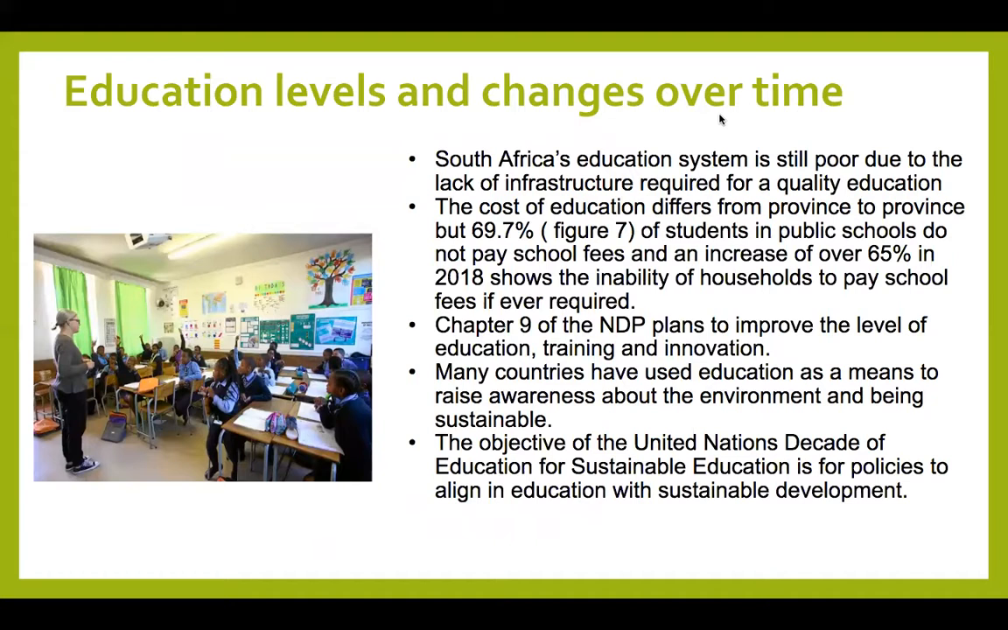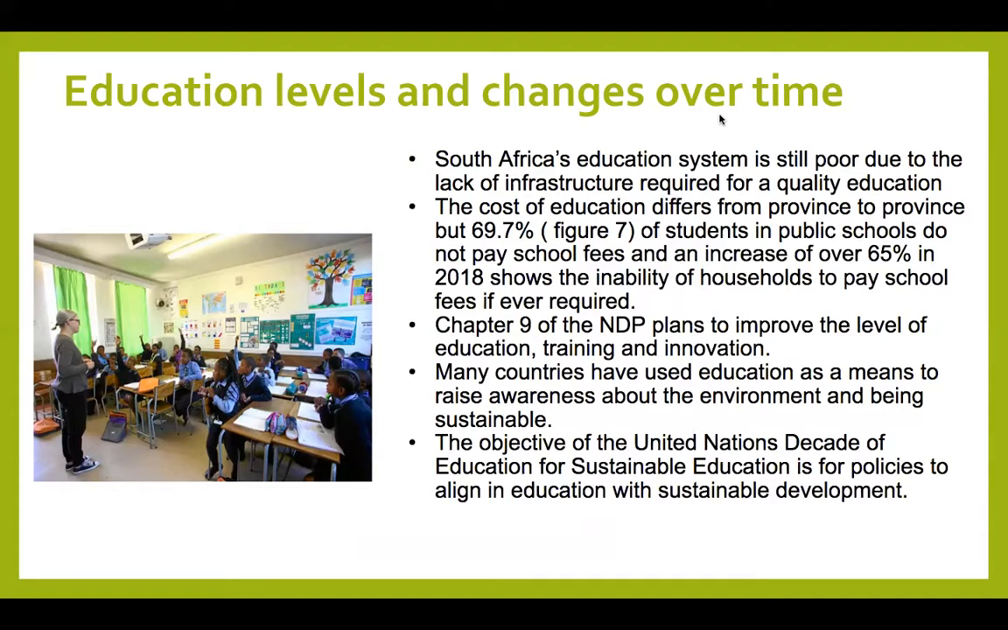Environmental education looks to educate people on how the environment functions and how people can manage themselves in a manner that enables sustainability. South Africa's education system is still poor due to the lack of infrastructure required for a quality education. The cost of education differs from province to province, but 69.7% of students in public schools do not pay school fees, and an increase of over 65% in 2018 shows the inability of households to pay school fees if ever required. Chapter 9 of the NDP plans to improve the level of education, training, and innovation.